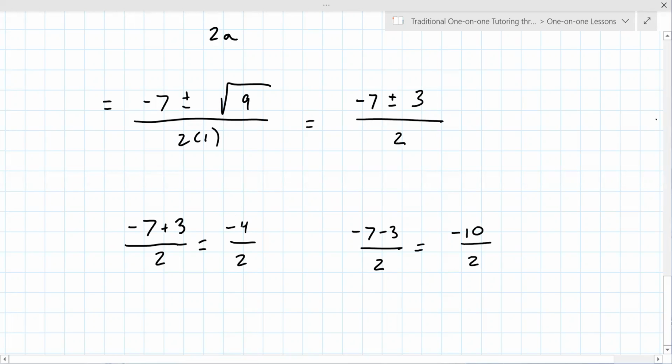-4 divided by 2. What is that? -4 divided by 2 is -2. Okay, and then what is -10 divided by 2? -10 divided by 2 is -5. Good.